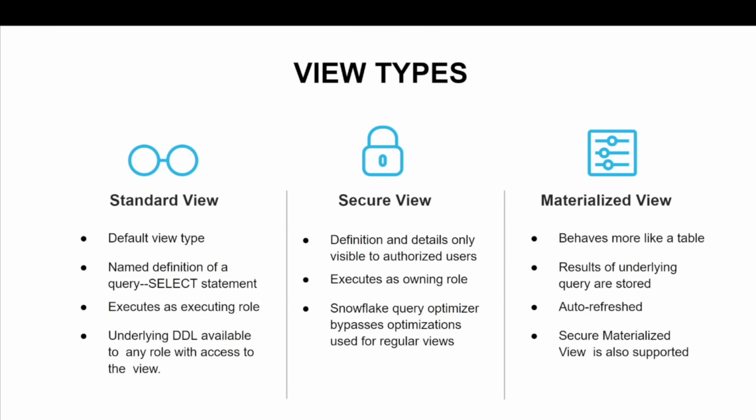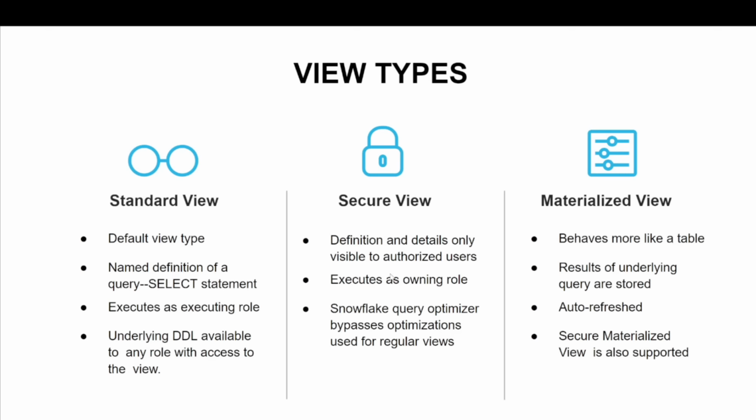Now the last one is materialized view. So a materialized view behaves more like a table, where the result of the underlying queries is stored in a cache for later use. It is also auto refreshed. So as soon as there is a change in the base data, the materialized view automatically gets refreshed and stores that data in the cache for future use. It also supports the secure materialized view.